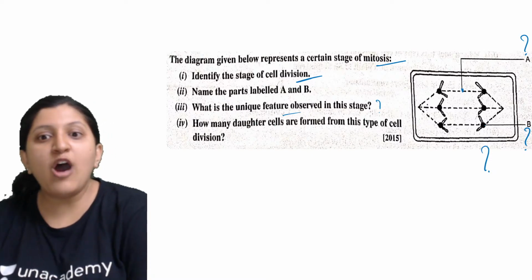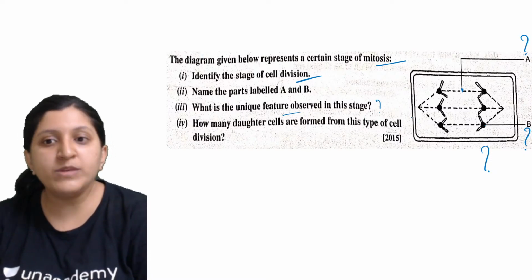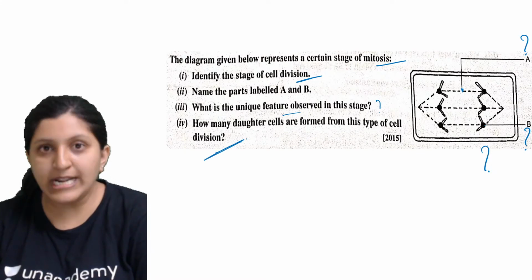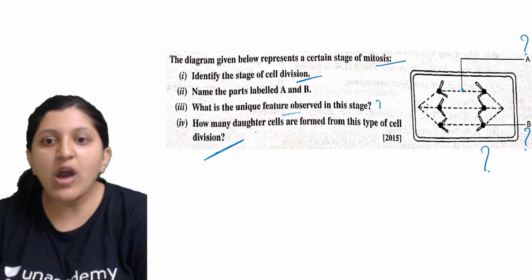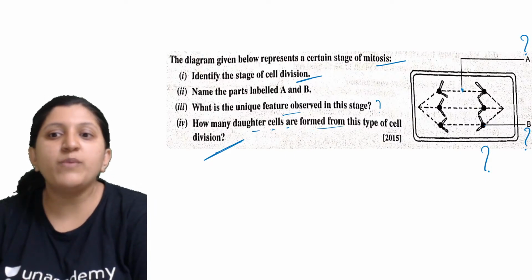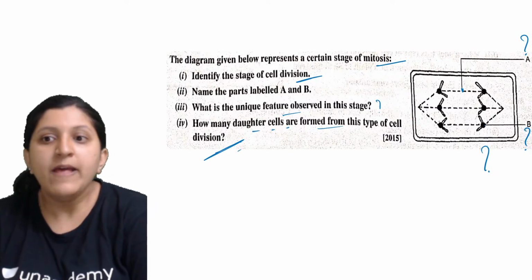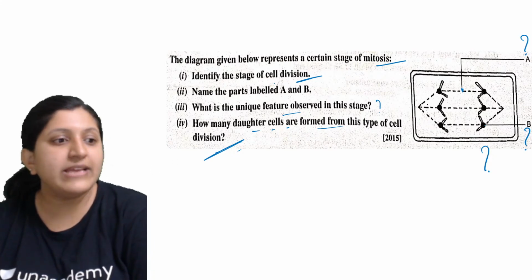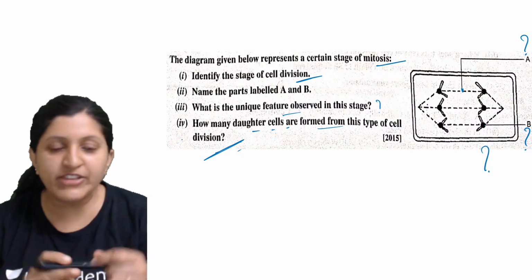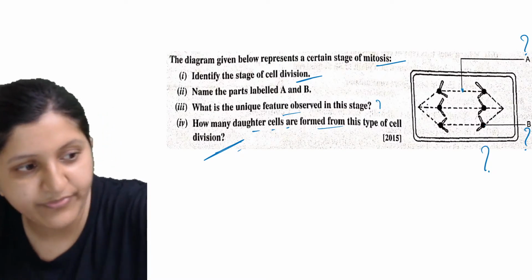Okay, and how many daughter cells are formed from this type of cell division? So you can see there is a cell division that is occurring. Okay, so how many daughter cells are formed from this type of cell division, which you can see here? So now, in the diagram, identify the stage of cell division. Any idea which stage this is?